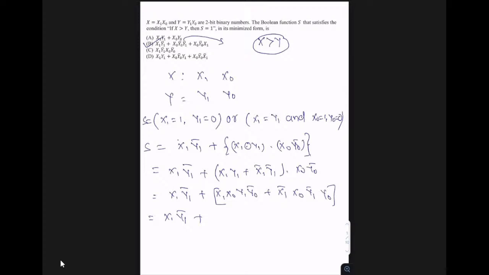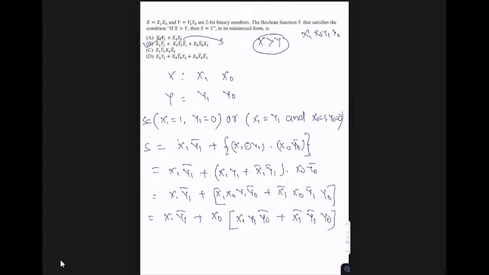So x0 you can take common, it seems. If you take x0 as common, what is left? What is left is x1 y1 y0 bar plus x1 bar y1 bar y0, right? Otherwise, if you try with this function x1, x0, y1, y0, you can check what min terms you are getting from this.